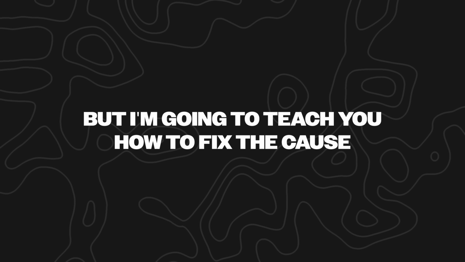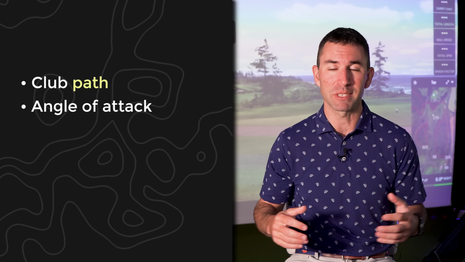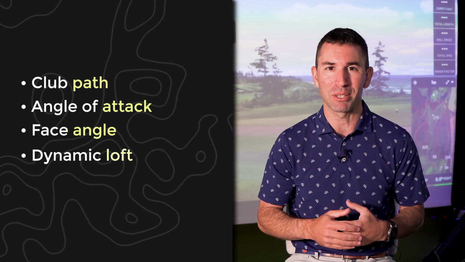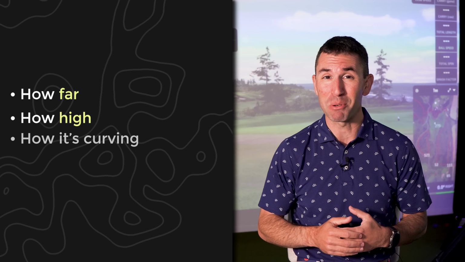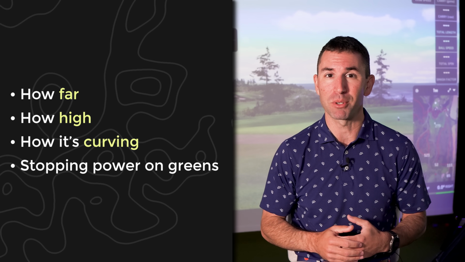So golfers get stuck looking in all the wrong places when they're struggling. They're trying to fix the symptom, but I'm going to teach you how to fix the cause. Now, you've heard terms like club path, angle of attack, face angle, dynamic loft, and club head speed. These are all the elements that give the golf ball its marching orders to determine how far, how high, how it's curving, and the stopping power on greens.